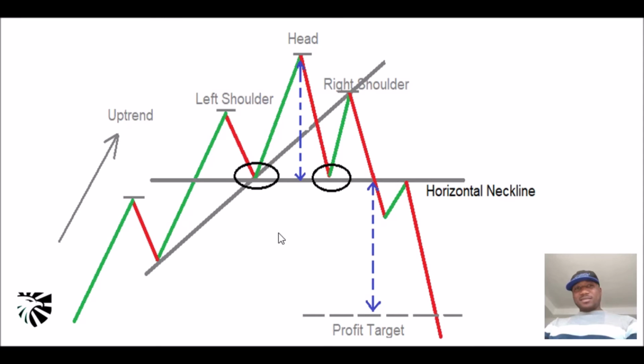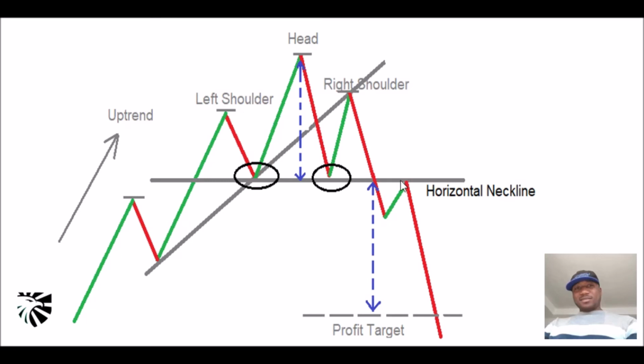The way to set your target is to measure from your neckline to the head to see how many pips you have. For example, if you have 100 pips here, you're going to measure from the neckline downward, because your breakout point is here. And normally when the market breaks out, it tends to push down a little bit and then go back and test the neckline before going down finally. But sometimes it fails. That is why we have a stop loss, so that when the market goes against you, you will just lose something, but not much.